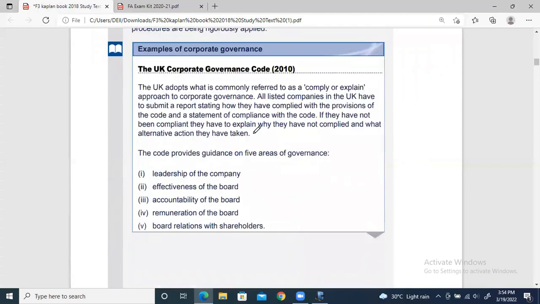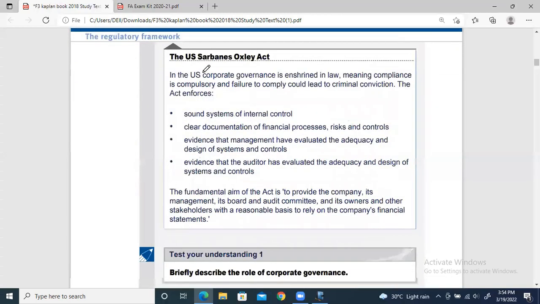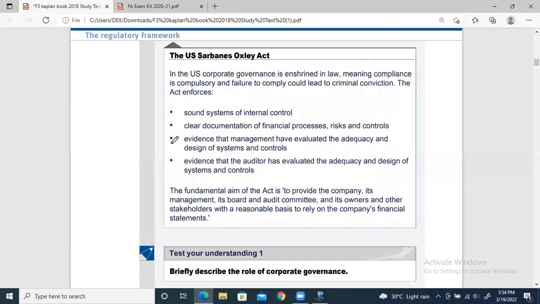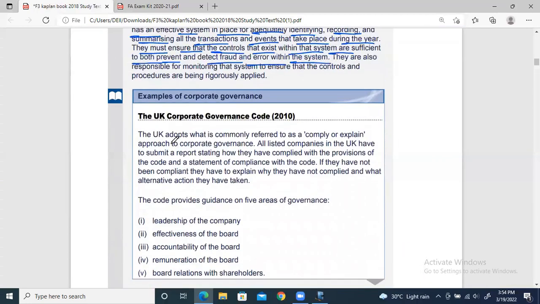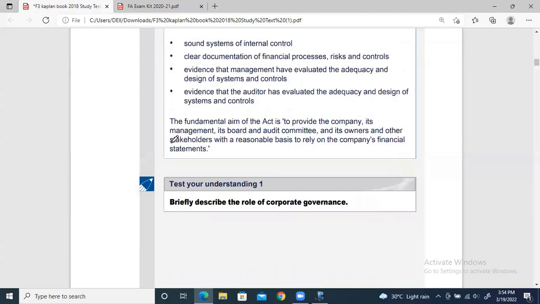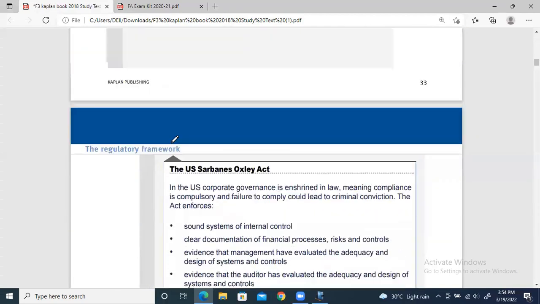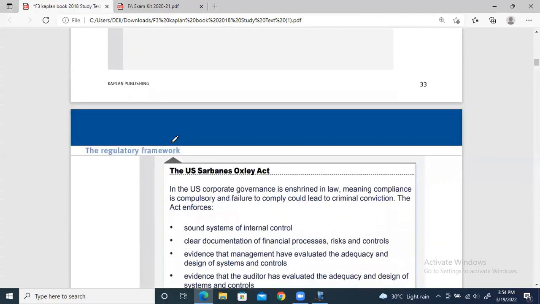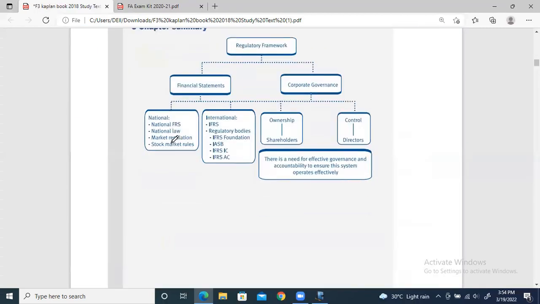These you can read. Even if you don't read, there is no problem, because this is just the boring kind of things like the act and all of these, the US Sarbanes-Oxley Act. You can read this just for your personal knowledge, but I don't think it's important at this level. At FC level, I've never seen such a question in the exam. Okay, got it. So this was the whole chapter.